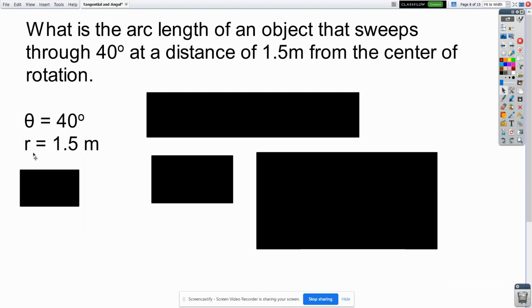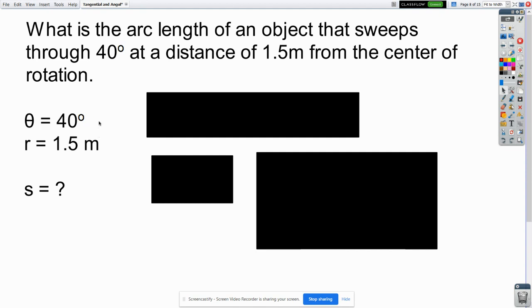Do make sure that you're working with the radius here. Some questions will give you diameter and not be so obvious about it. It might say something like a merry-go-round that's 3 meters across. If they're saying that, 3 meters across means side to side. That's the diameter. Make sure you divide that in half to get your radius. So be careful about that number. This one says a distance of 1.5 meters from the center of rotation, so we know that that's already a radius. We want to figure out what the arc length is. We want to figure out S.